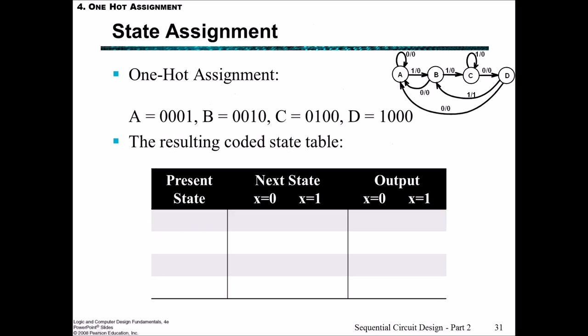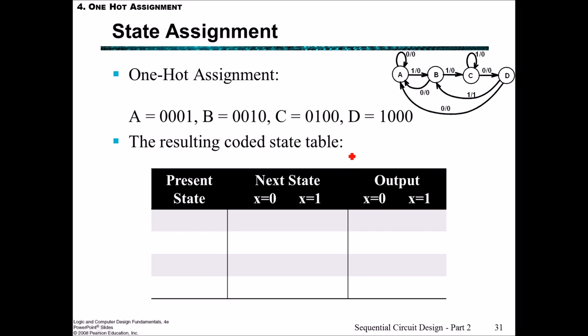So we go back to our state diagram from before, which has the four states A, B, C, D, and we're looking for the sequence 1, 1, 0, 1 in order to give this one output. This is a state diagram that we've analyzed before. And in the one-hot assignment, we assign each state to a flip-flop. And then now we're going to look at the resulting coded state table.